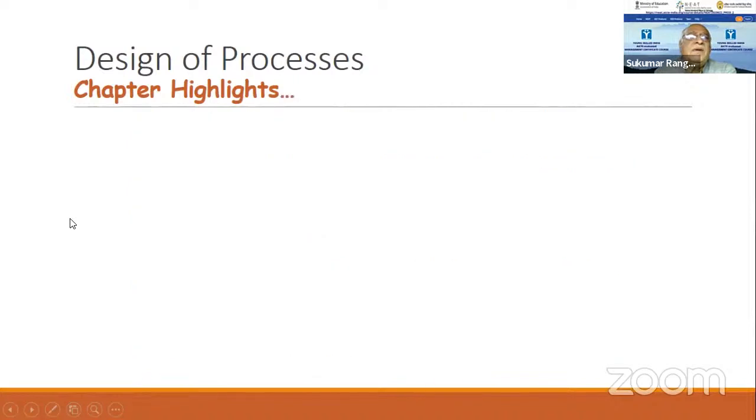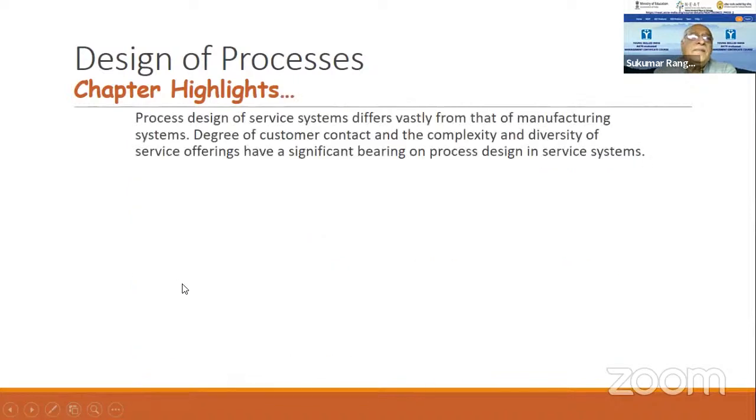Process design of service systems differs vastly from that of manufacturing systems, mainly because in process design, it is customer facing. So the degree of customer contact and complexity and diversity of service offerings have a significant bearing on process design in service systems. I would say a general hospital probably has the maximum complexity which you can possibly think of.